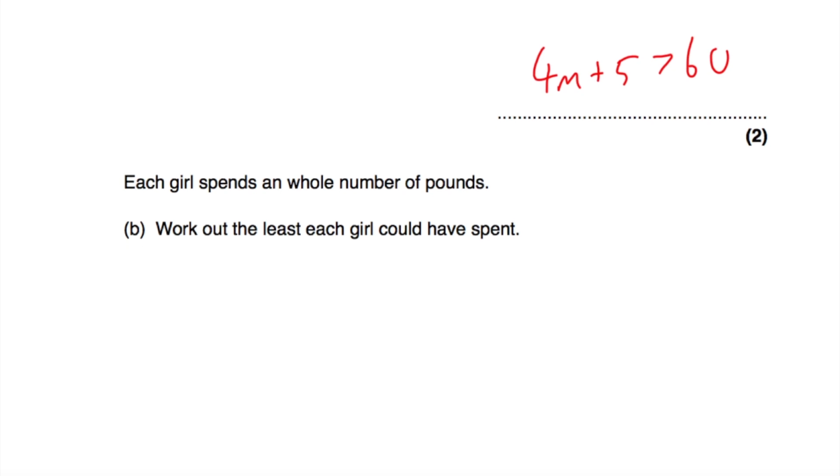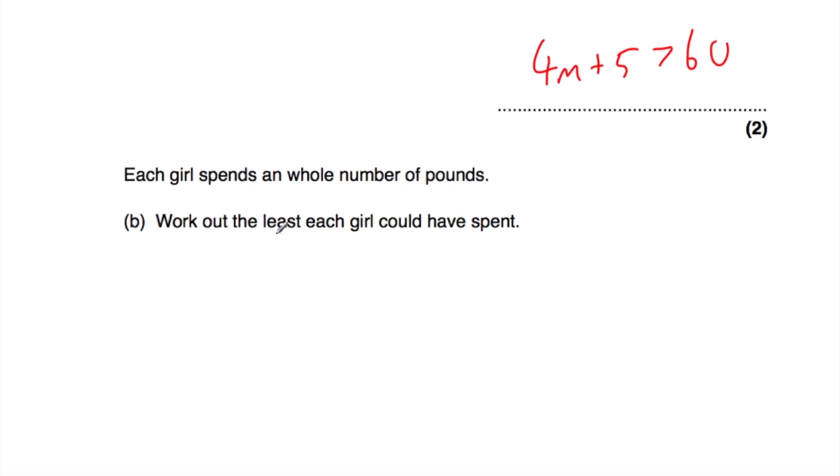Okay, and then part B. Part B says each girl spent a whole number of pounds. Work out the least amount that each girl could have spent. Okay, so let's solve our inequality. 4M plus 5 is greater than £60. So let's take away 5 from both sides of the inequality. So if we take away 5 from the left hand side, we'll just be left with 4M, and then that's going to be bigger than, and 60 take away 5 would be £55.